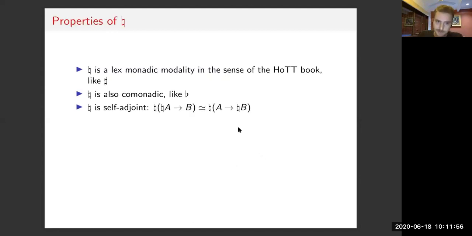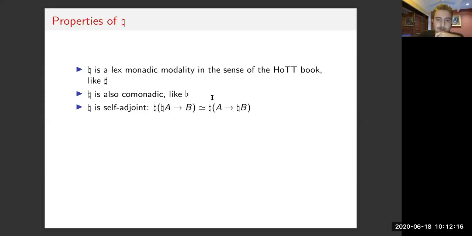Okay, so with all of this stuff set up, you can show that natural has all of the properties that we want it to. So it's a left exact monadic modality in the sense of the HoTT book, just like sharp is. It's also comonadic, like flat is, and it's also self-adjoint.